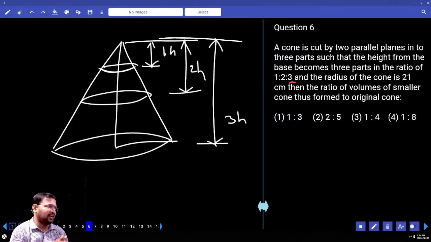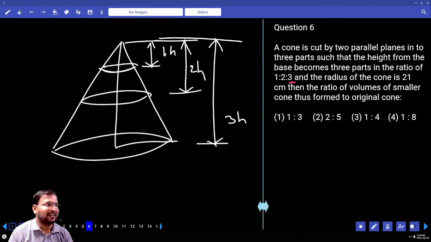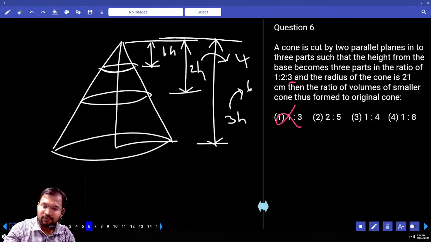If you observe carefully here, the smaller cone height is one part, and the larger cone height is 3 parts. They're asking for volume, so it's not possible to use 1/3 directly. Total it is 3 parts. 3 parts is nothing but 6, and 1 part is nothing but 2.